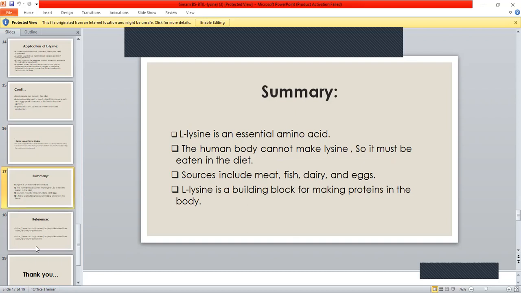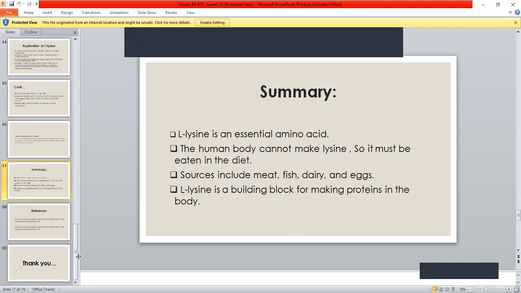Now comes the summary of L-lysine. As we know, L-lysine is an essential amino acid. The human body cannot make lysine, so it must be eaten in the diet. Sources include meat, fish, dairy, and eggs. L-lysine is a building block for making proteins in the body.